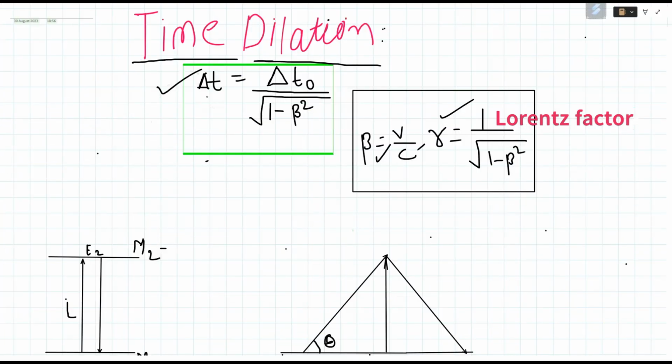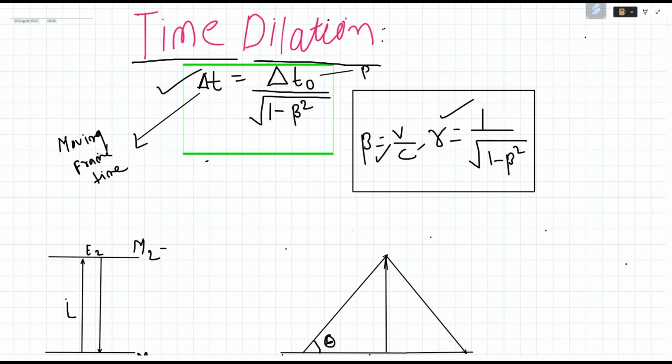The delta t is measured in the moving frame, so it is the moving frame time measurement, and delta t naught is called the proper time, or the time measured in the rest frame of events.